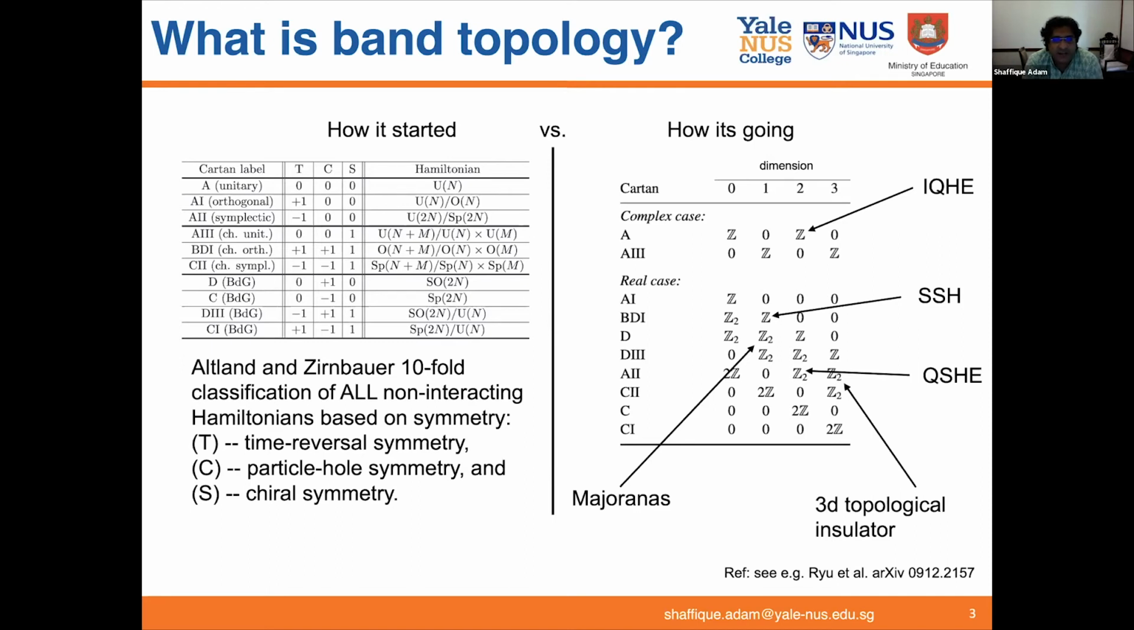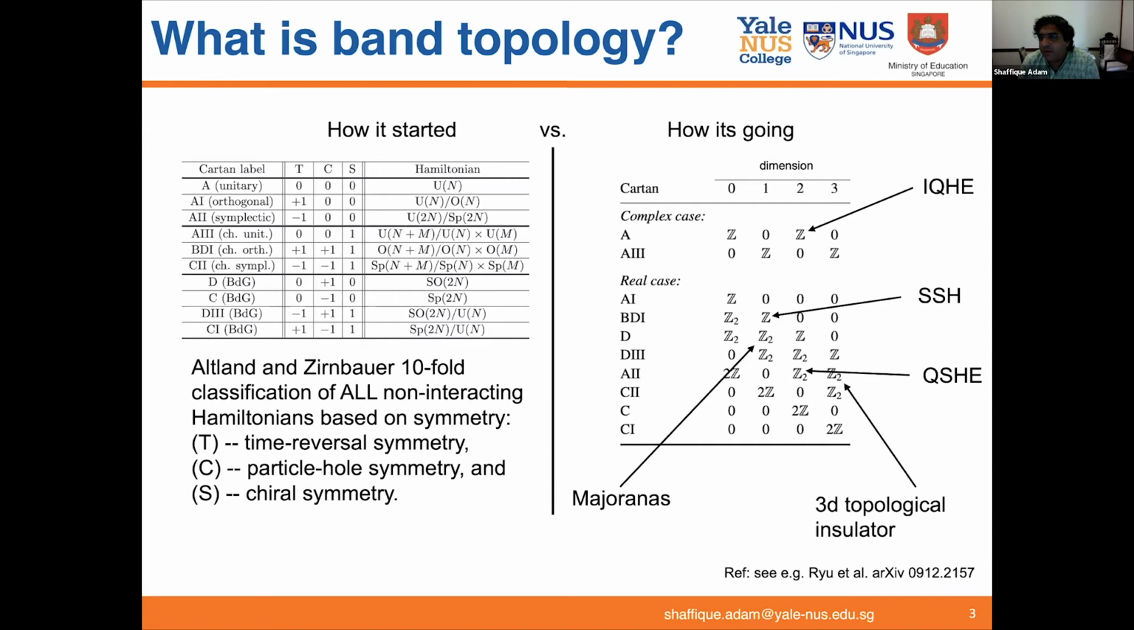A fashionable technique back then was to build random matrices that have the same symmetry and use random matrix theory to try and determine the properties of these systems. That's something that I did during my PhD. Fast forward to today, and you see the same 10 classes. If you look at the Cartan labels, those 10 labels are the same, but now you see a lot of topological indices. Z means it's an integer topology, and Z2 means it has two classes, topological and trivial. Many of the systems that were not previously thought of in this family now find their way in there.